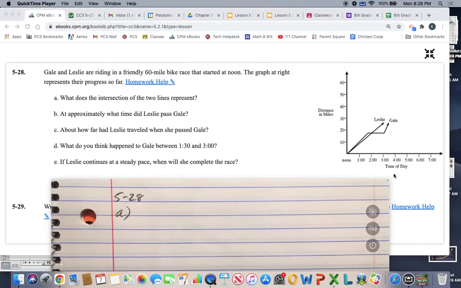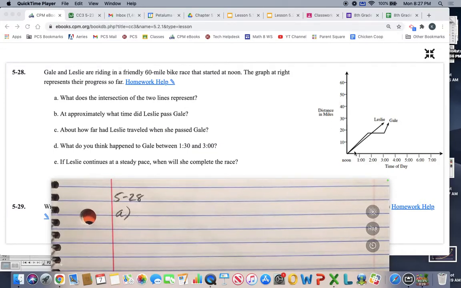The x-axis is the time of day, and apparently it started at noon, and then we go up by increments of 1 hour after that. And then the y-axis is distance in miles. So, of course, they started at 0 miles, and then it went up by 10 miles each time after that.